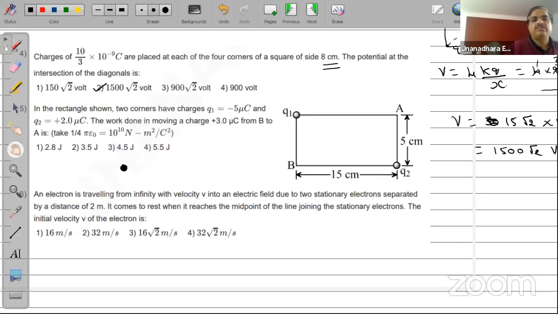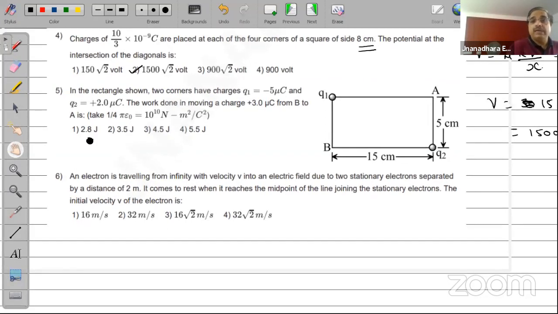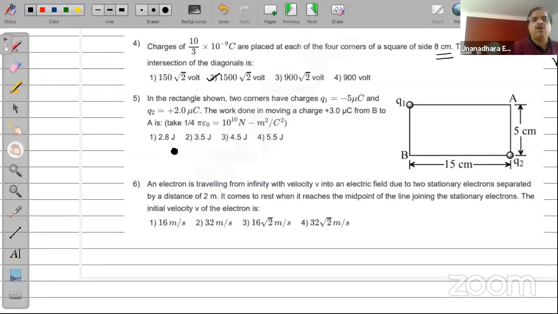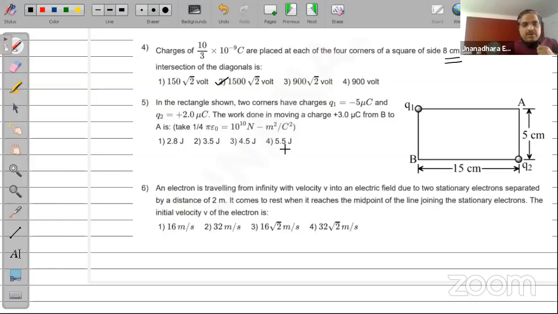Now coming to the next question. Again, a very nice one, and a lot of times you will find this question coming up. I think this had appeared in one of the Mains examination or the NEET examination. I picked it up from that. In a rectangle shown, two corners have charge -5 microcoulomb and 2 microcoulomb. The work done in moving a charge of 3 microcoulomb from point B to A is asked.